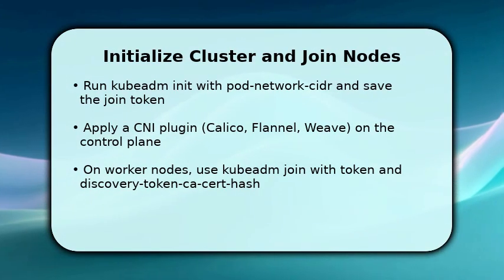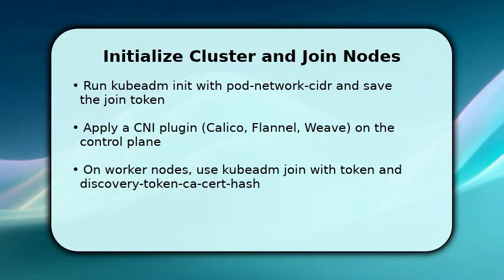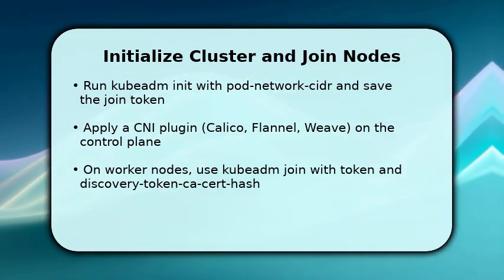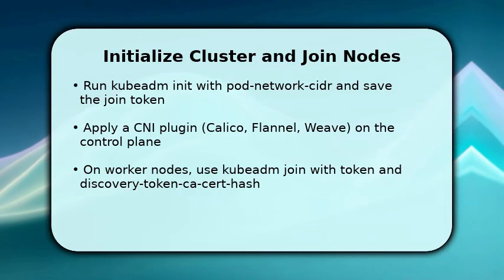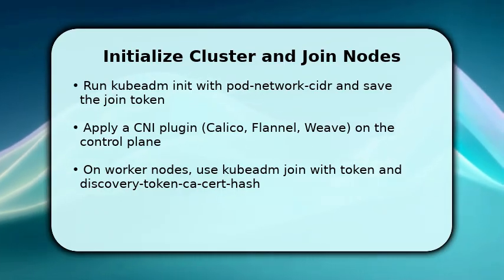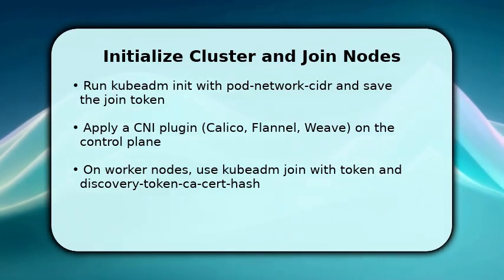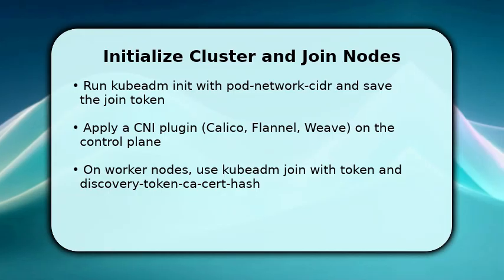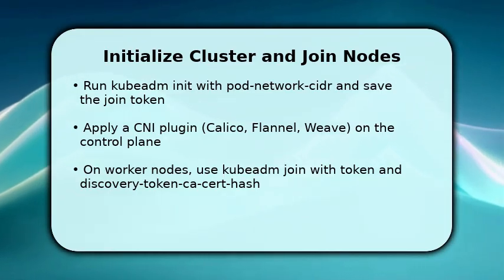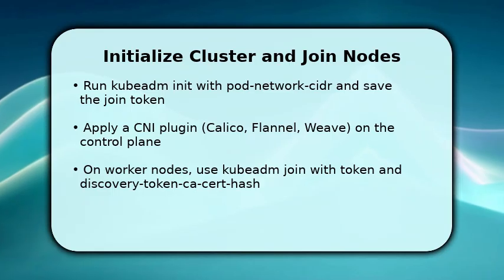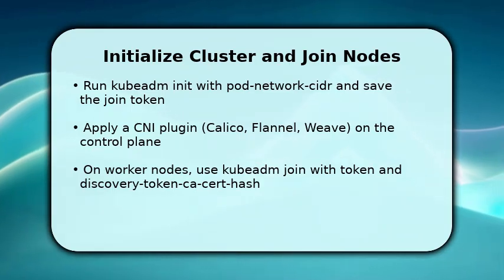You'll initialize the control plane and then bring workers in. Run kubeadm init with a pod network setting that matches your CNI choice. This creates the control plane certificates and API server. Once it finishes, copy the kubeconfig to your user directory so kubectl works. Next, install your chosen CNI plugin, Calico or Flannel, because pods need a network.